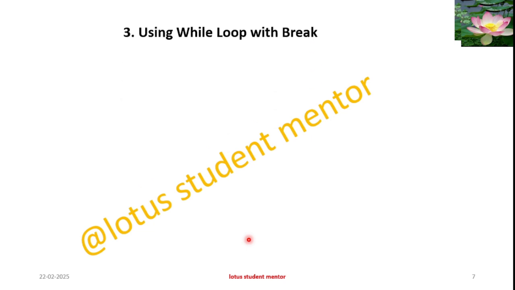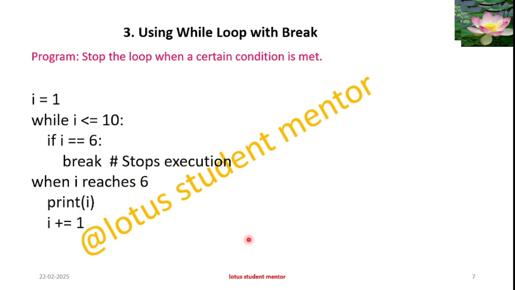Now the second case is using while loop with break. The break means it stops execution with a particular condition. Here i equal to 1, while i is less than or equal to 10. That means the increment takes place here. The iteration begins. i equal to 1, initialization starts. While i is less than or equal to 10, iteration takes place. If i equal to 6, then break takes place. That means it stops execution at i equal to 6. After that it won't continue.